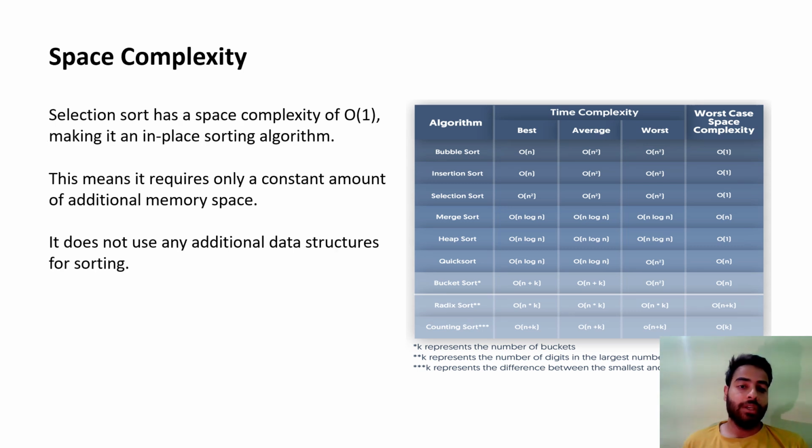Space complexity. Selection sort has a space complexity of O(1), which makes it an in-place sorting algorithm. This means it requires only a constant amount of additional memory space. It does not use any additional data structures for sorting.